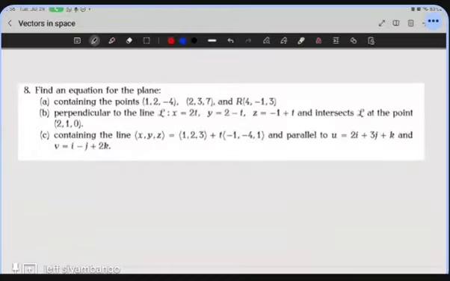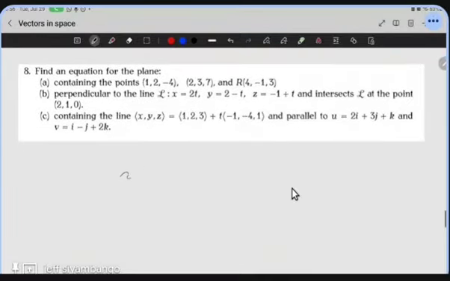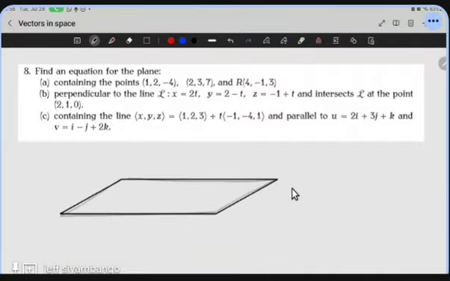So suppose we wanted to find the equation of a plane in part A, for example, that is passing through 3 points as described there. So what is happening there? First thing is to picture it. Suppose this is such a plane. Let's say those 3 points lie on the plane. Let's say that's one of the points and that's the other.